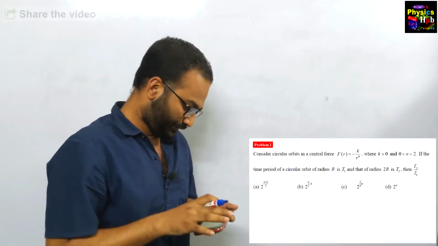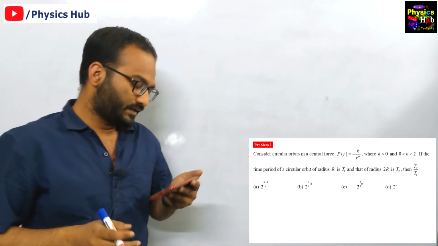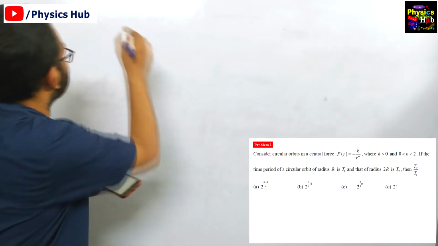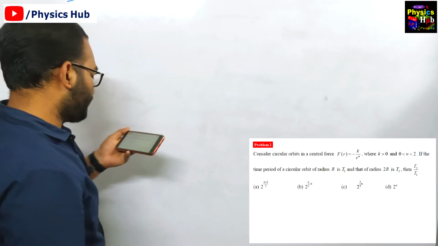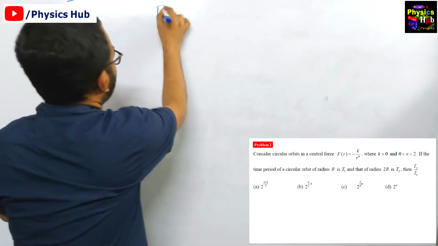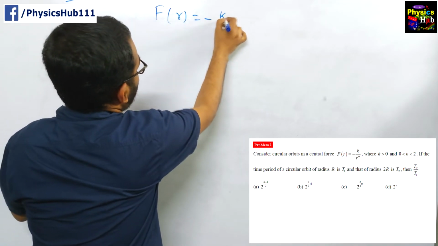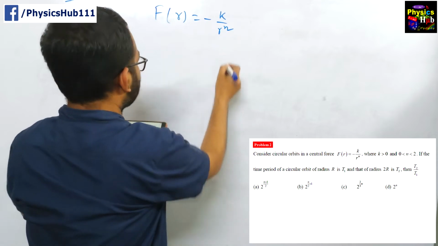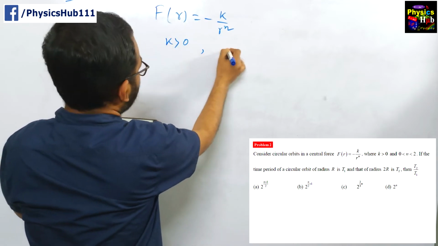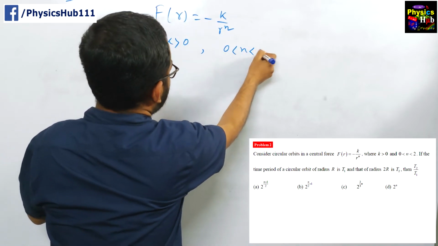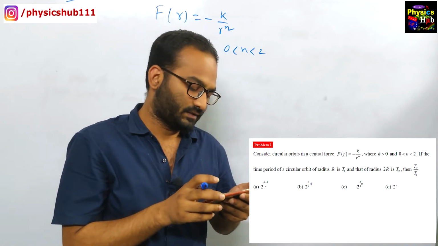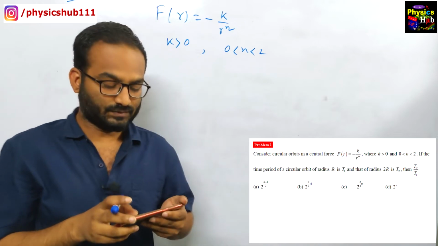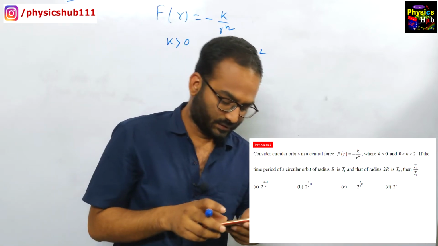Okay, the second problem reads like this. Consider circular orbits. This is problem number 2, question number 2. Consider circular orbits in a central force given by f of r = -k/r^n, with k greater than 0 and n lying between 0 and 2. If the time period of the circular orbit of radius r is t1 and of radius 2r is t2, then what is the ratio t2 by t1?